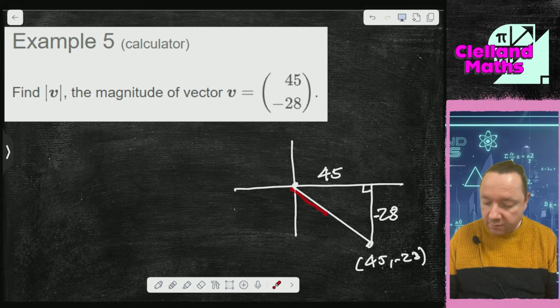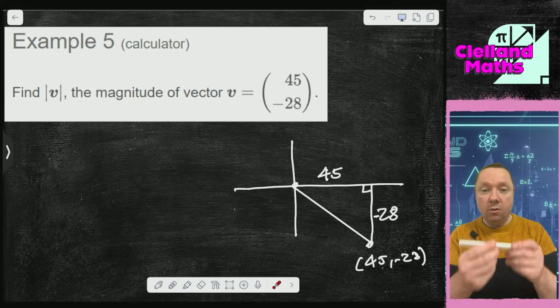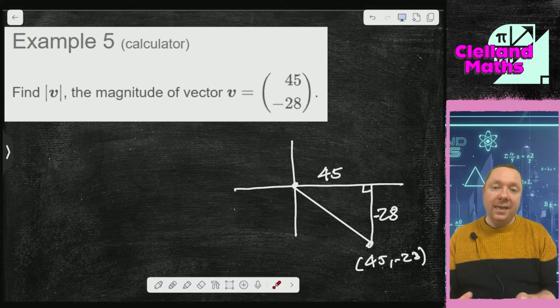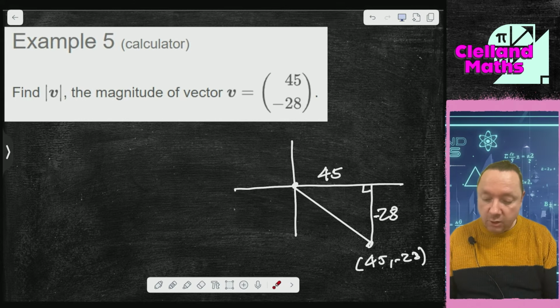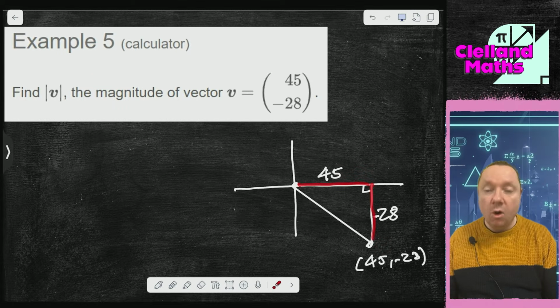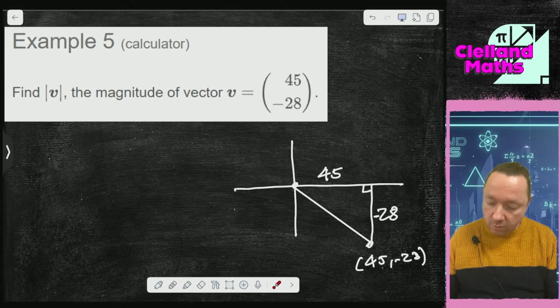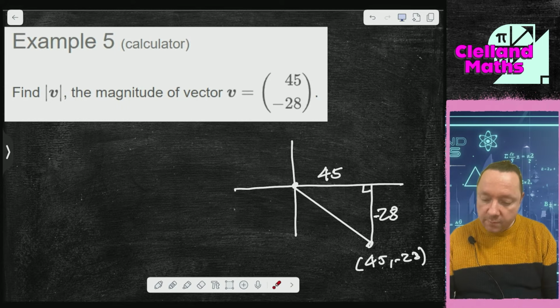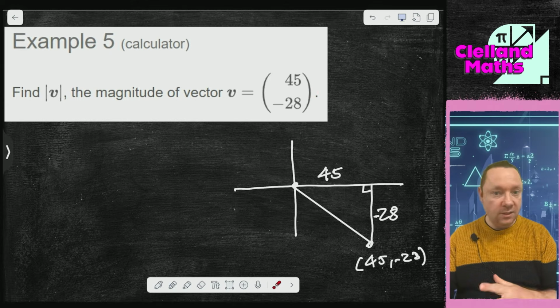The magnitude is just the length of a vector. That's all it means by magnitude. All vectors, unless they're horizontal or vertical, are going to be diagonal lines. And to find the length of a diagonal line, we use Pythagoras. So it's just 45 squared plus 28 squared, or plus minus 28 squared, which is the same thing, and then square rooted. Now, we're not usually going to have to draw a picture to do it, because the numbers are given to you inside the vector, so you just square both numbers and then square root the answer after you've added them. Simple as that.